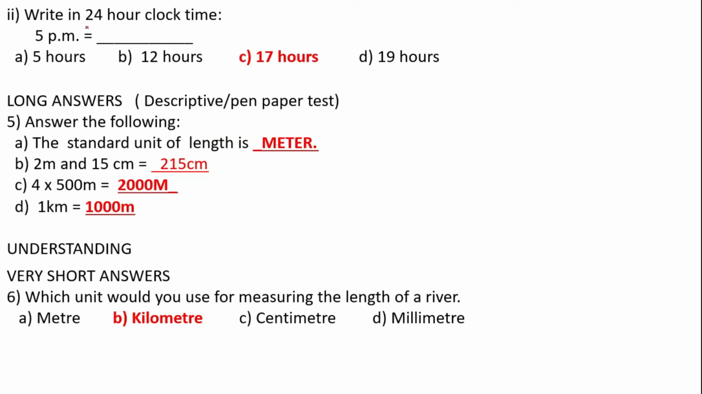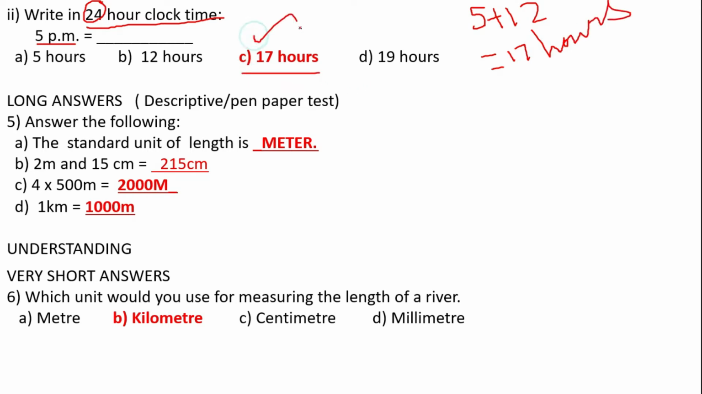Write in 24-hour clock time, 5 p.m. That is actually evening. So to convert into 24-hour clock, 5 is to be added with 12. So 5 plus 12, 17 hours. In 24-hour clock, it will show 17 hours. So that is the answer.